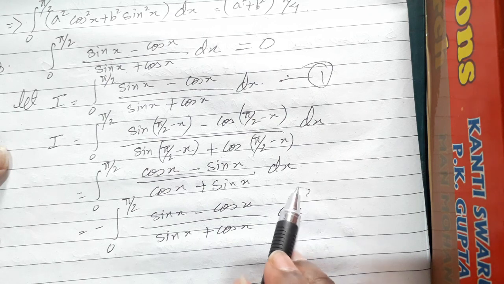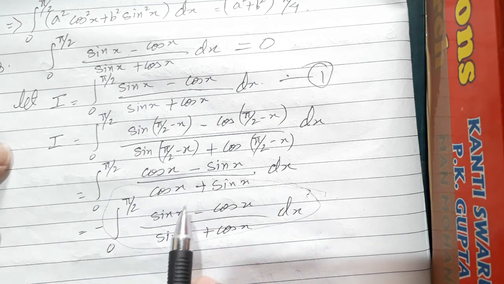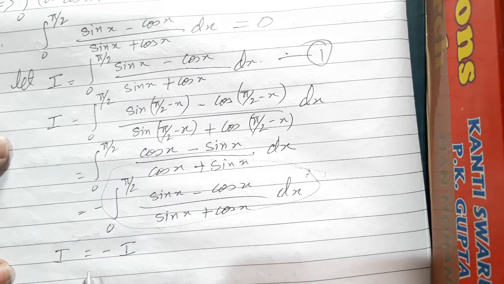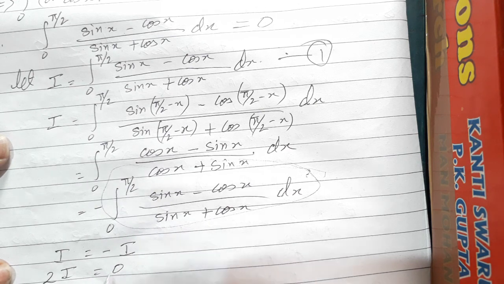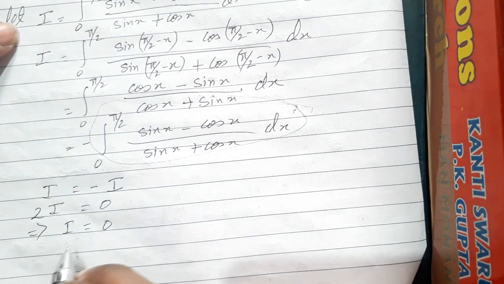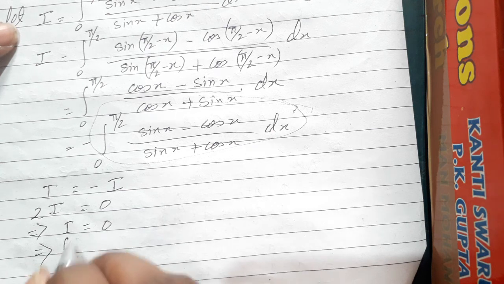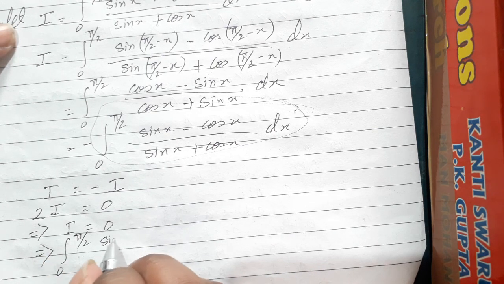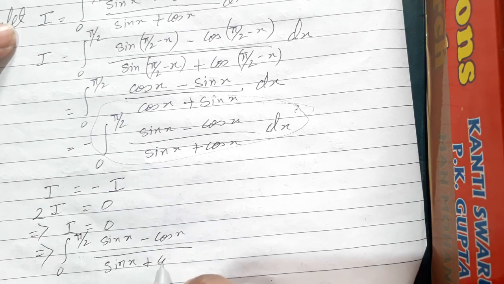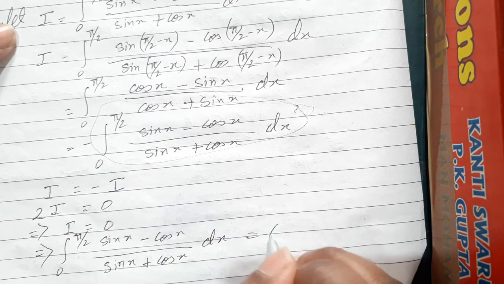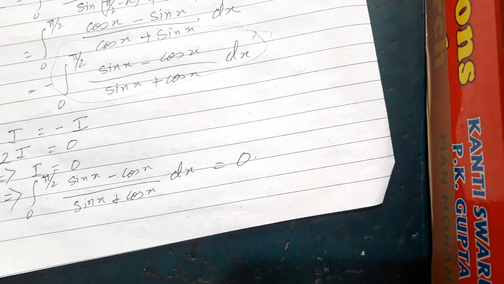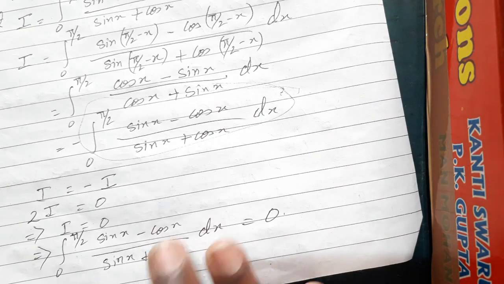So if I interchange this one, we get sine x plus cos x dx. So when you check this by using equation 1, this is nothing but I. So this will be equal to minus I. Now you bring this one to this side, we get 2I equal to 0. But 2 cannot be 0, so we are forced to have I is 0. So what is the I? I is 0 to pi by 2 sine x minus cos x divided with sine x plus cos x dx, which is equal to 0.